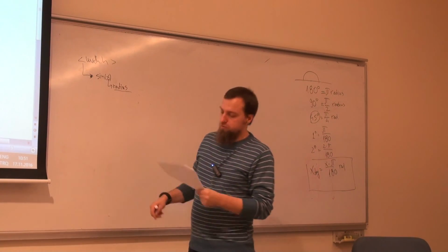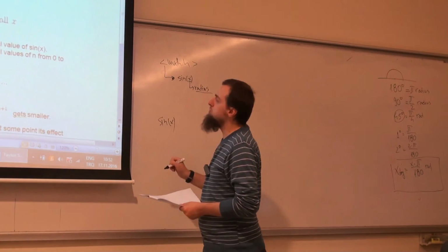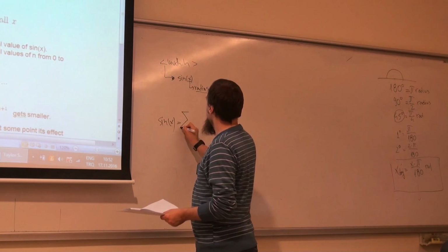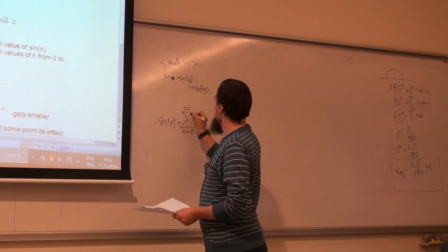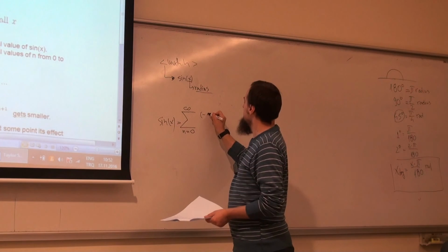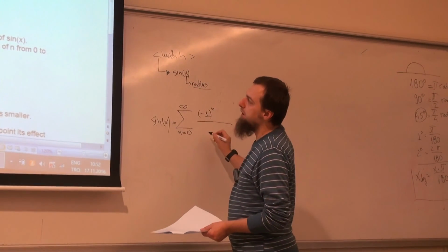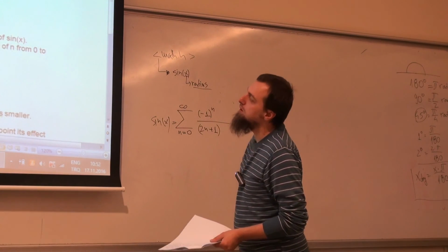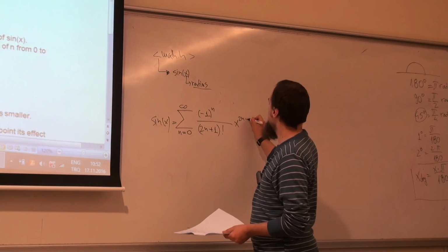Now let's write the sine formula better, in a way that is easier to understand when we program it. Sine x is the sum from n equals 0 to infinity of minus 1 to the power of n, divided by (2n plus 1) factorial, multiplied by x to the power of 2n plus 1.